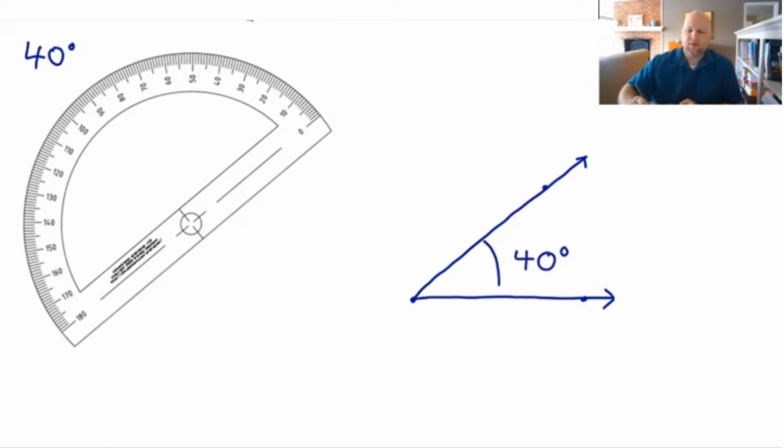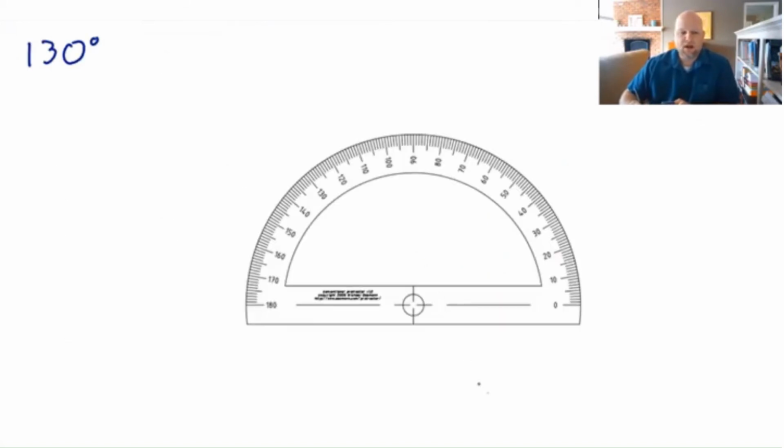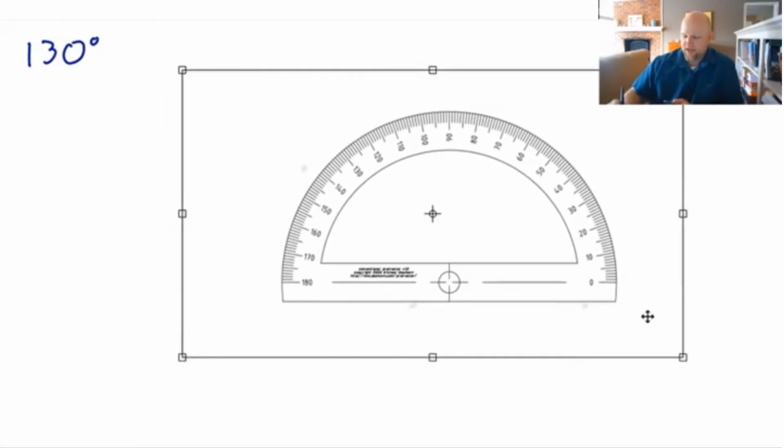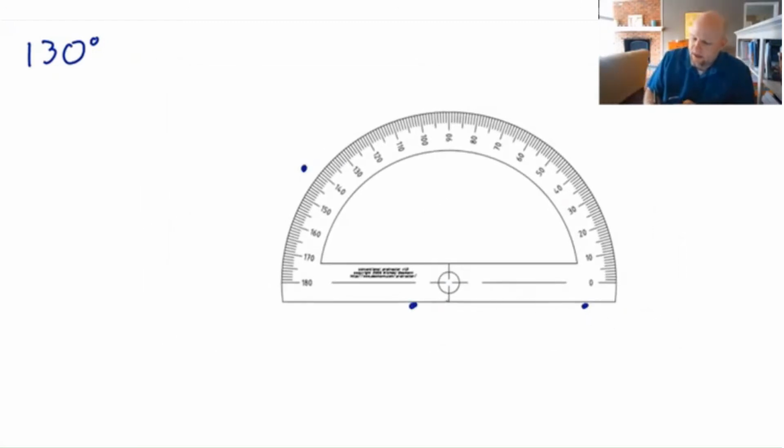Let's try another one. Let's try 130 degrees. Once again, we place our mark at the vertex and at 0 degrees. And we travel all the way over here to 130 degrees, and we place our mark. Then we move our protractor so that we can use the straight edge and draw our line right across the edge of that. And we make our ray.